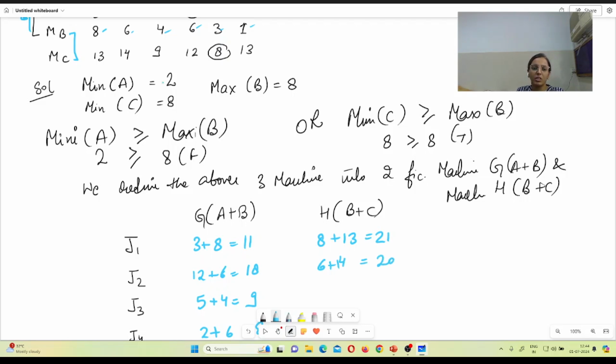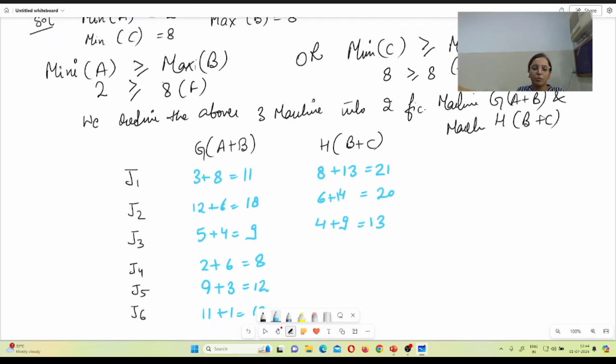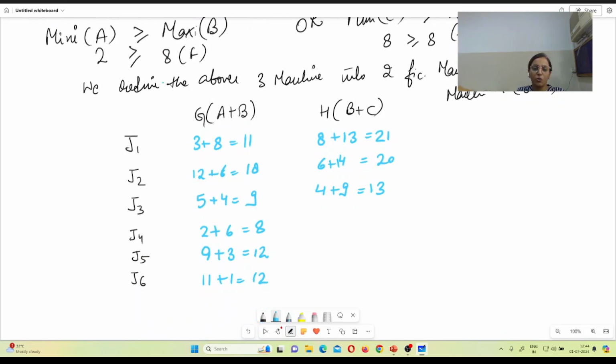Just add on all these values. For the third one, it is 4 plus 9, that will be 13. Coming up to the next point, for J4, 5 and 6: J4 is 6 plus 12, that will be 18. And for J5, it is 3 plus 8, that will be 11. And then the last, 1 plus 13, will be 14. So this is the process.